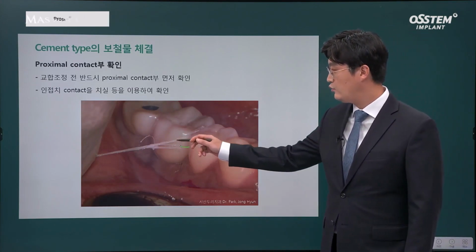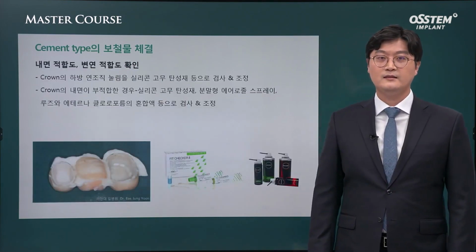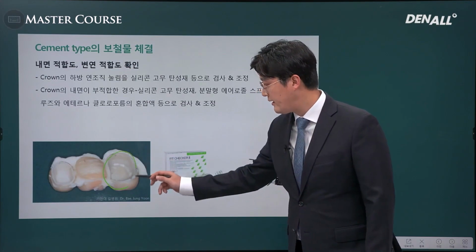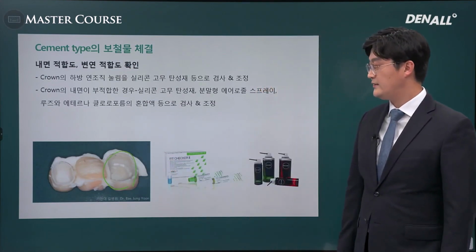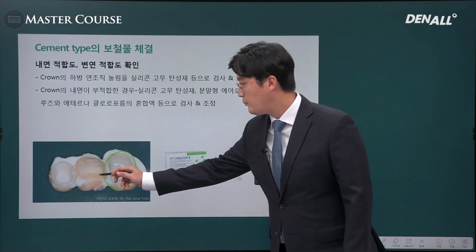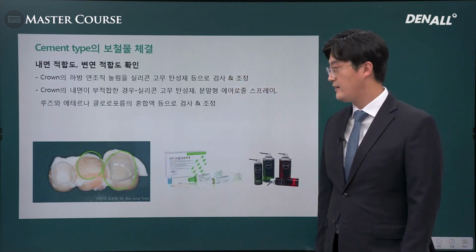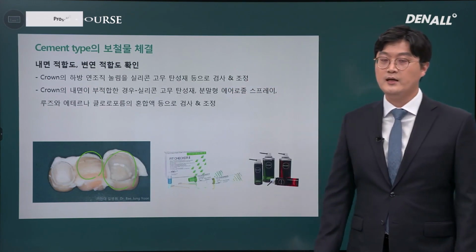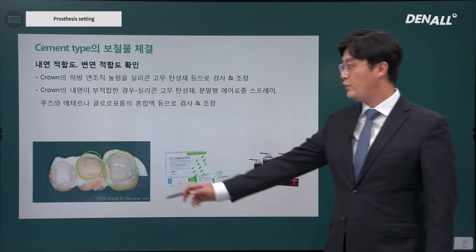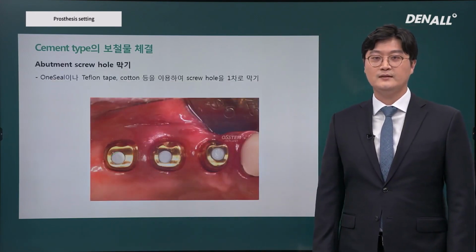Appropriate torque is provided and proximal contact is checked. And internal fit is checked. In the case of prosthesis from the lab, the fit is good in most cases, but in the pontic area, it can be too convex. If you press too hard, then the prosthetic setting will not be done properly. In that case, the pontic area needs to be adjusted.